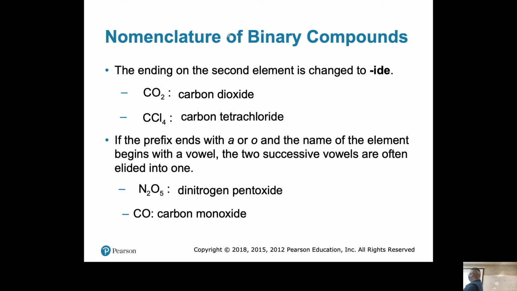So we have carbon dioxide here. Here's a fun one: we have carbon with four chlorines, so we call that carbon tetrachloride. Here's carbon monoxide. Here's one with two of the first element, so again we use the Greek prefixes, which means it's dinitrogen pentoxide. Nonmetals are super easy to deal with because it's just the Greek prefix in front.